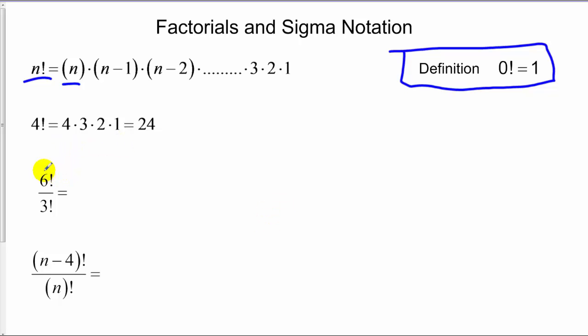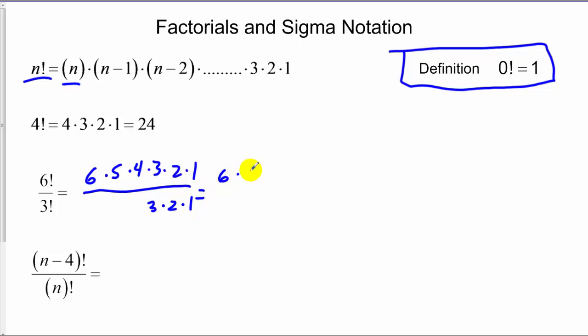If I want to simplify 6 factorial over 3 factorial, that's not necessarily 2 factorial. It's 6 times 5 times 4 times 3 times 2 times 1 over 3 times 2 times 1, which in essence is 6 times 5 times 4, or 120.